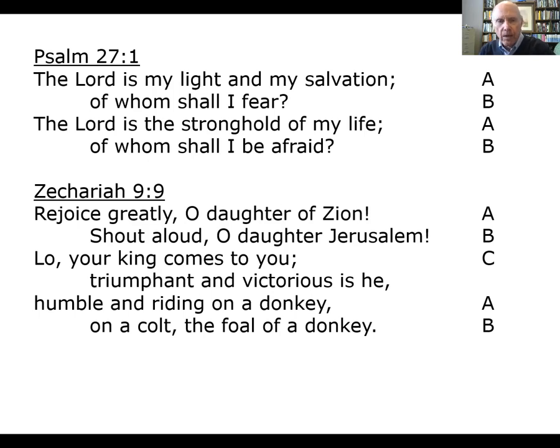It's a poem. Rejoice greatly, O daughter of Zion. Shout aloud, O daughter of Jerusalem. That's A-B rhyme. Then there's C phrase. Lo, the king comes before you, triumphant and victorious. Then we have another A-B rhyme. Humble and riding on a donkey, on a colt, the foal of a donkey. So it's not meant to refer literally to two animals, but it's a poem.